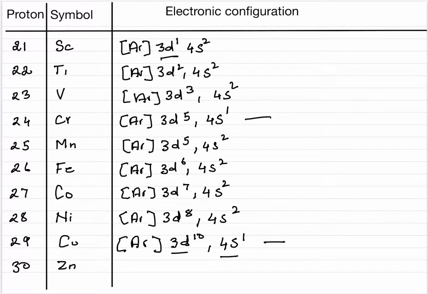Let's do the last one over here, and that is zinc. Zinc is, again, you can enclose argon over here, 3d10 and 4s2. So these are some examples which were a little difficult, especially when we talk about the exceptions like chromium and copper. I hope you have understood it.